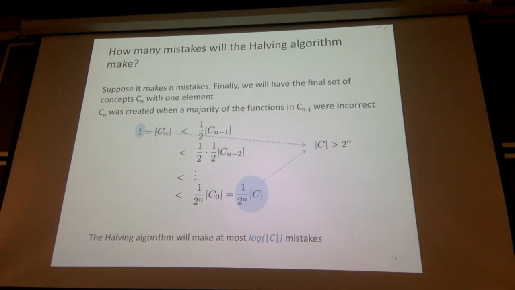Right? So the halving algorithm will make no more than log of the size of the concept class number of mistakes. Questions?